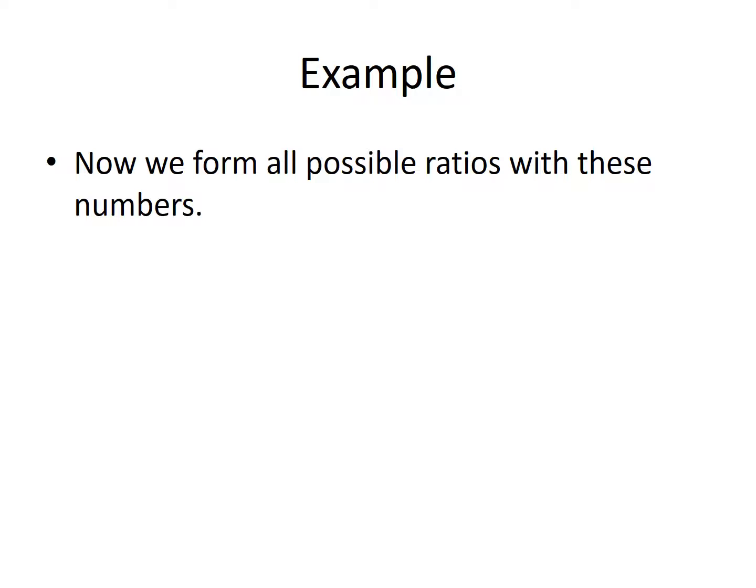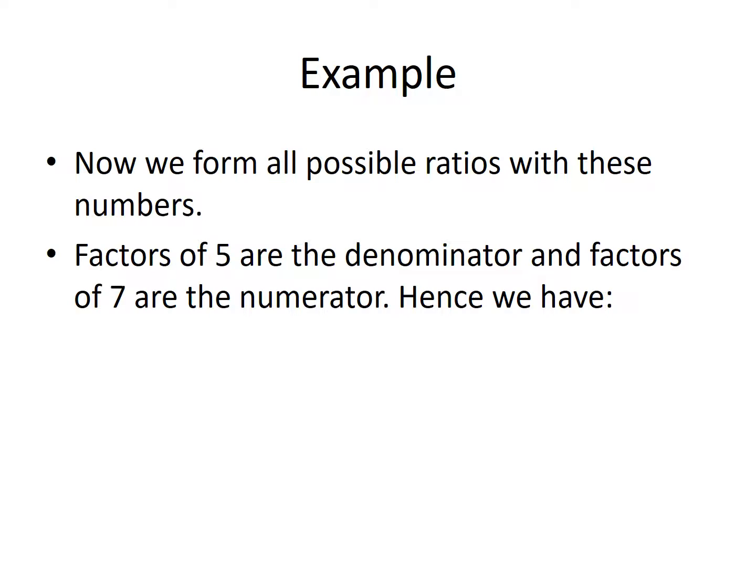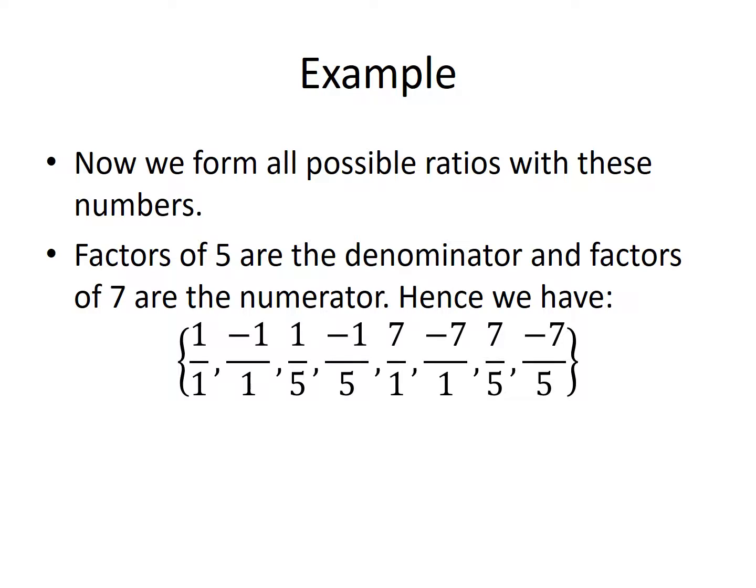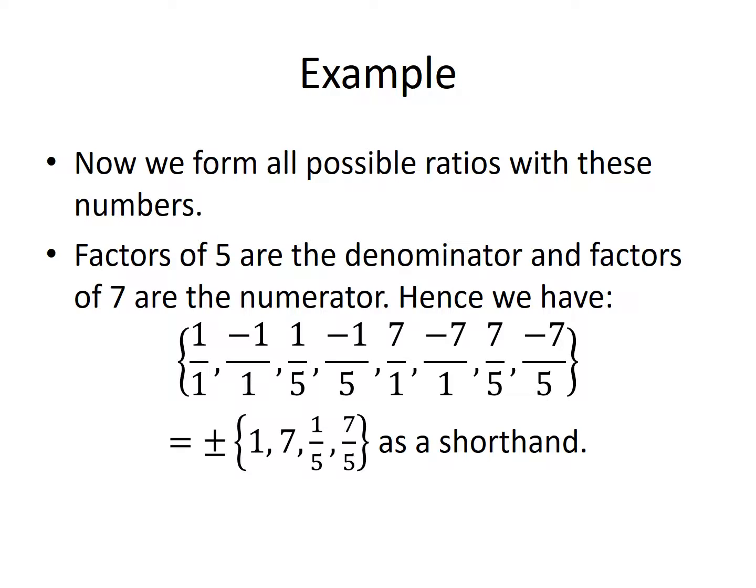Now we form all possible ratios with these numbers. Factors of 5 are the denominator and factors of 7 are the numerator. So we have the following list: 1 over 1, negative 1 over 1, 1 over 5, negative 1 over 5, 7 over 1, negative 7 over 1, 7 over 5, negative 7 over 5. And when we apply our shorthand notation, we have 1, 7, 1/5, 7/5 inside of curly braces with a plus or minus on the outside.